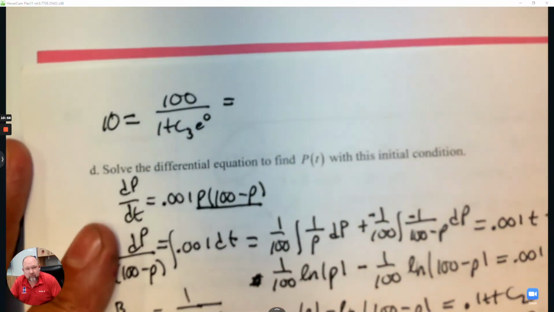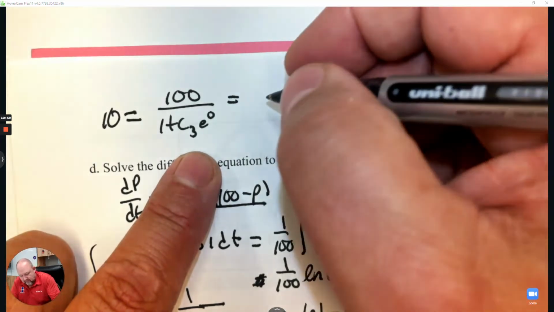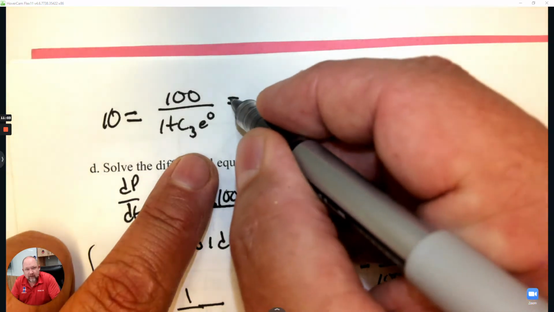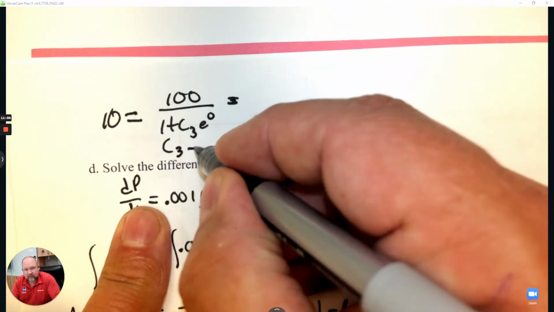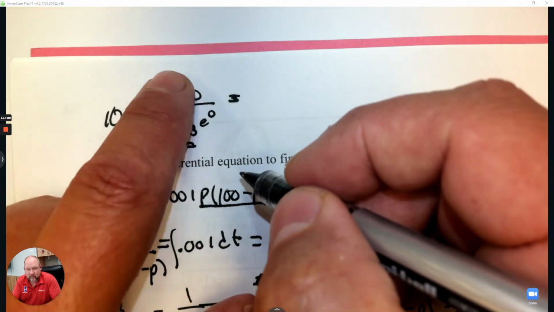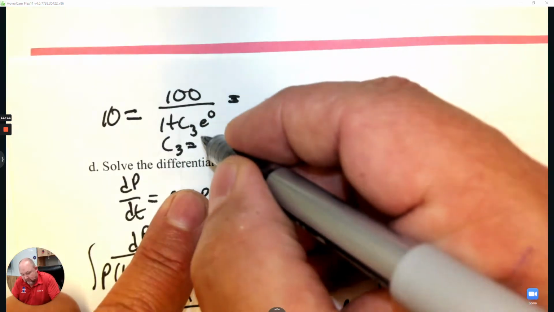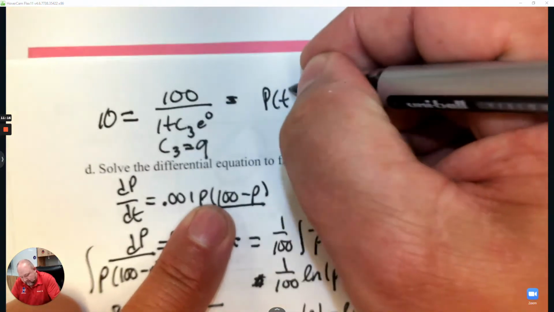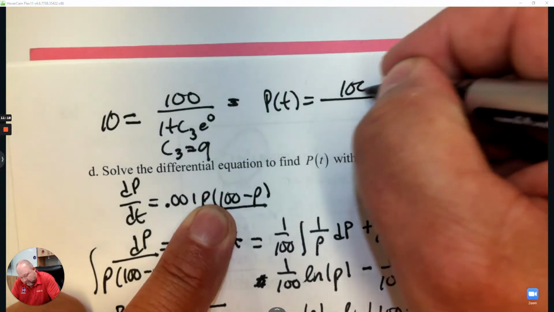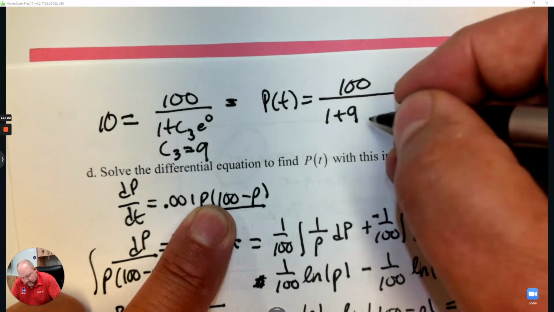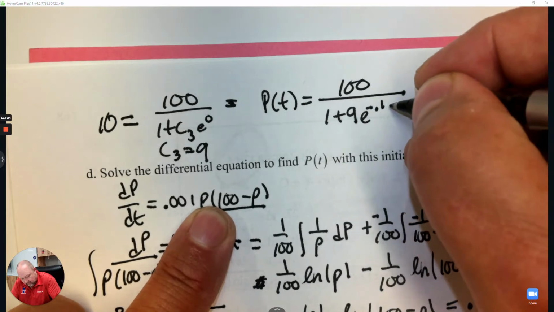So I'm going to plug in 0 for t. So this gives me e to the 0, which is 1. So what must C3 equal for this to equal 10? So it must be 9, because 1 plus 9 is 10, and 100 divided by 10 is 10. So the constant must be 9. So if I go back and write down what this is again, this is what it looks like. 100 over 1 plus 9 e to the negative 0.1 t.